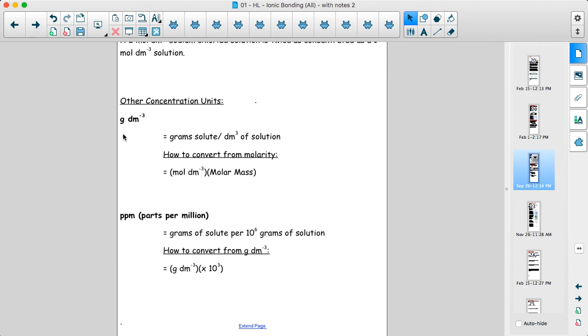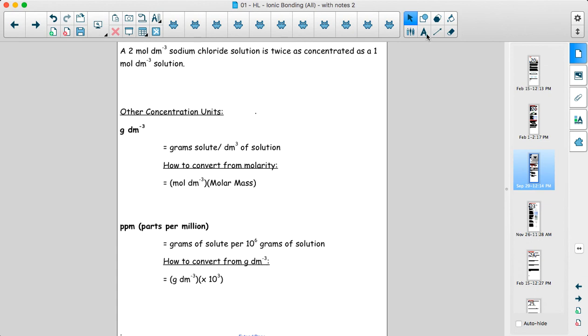So the difference between grams per dm cubed and parts per million is just a factor of 1,000. Instead of how many grams per 1,000 grams, we now want to know how many grams per million grams. So to do that, we just have to multiply that concentration by 1,000. So let's do one little quick example here.